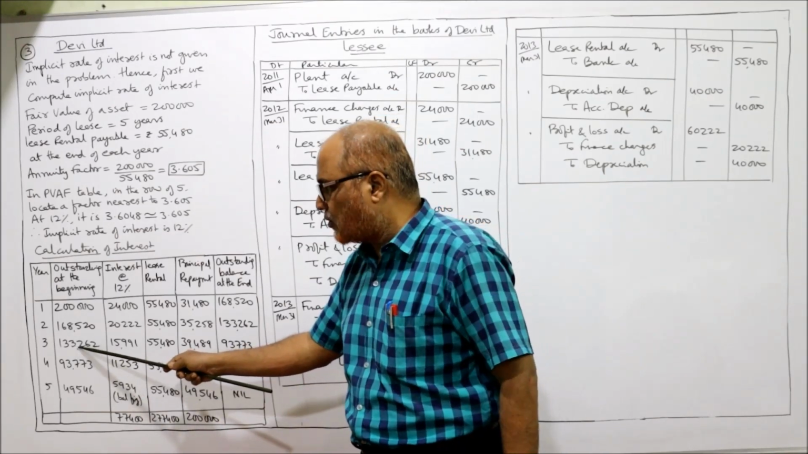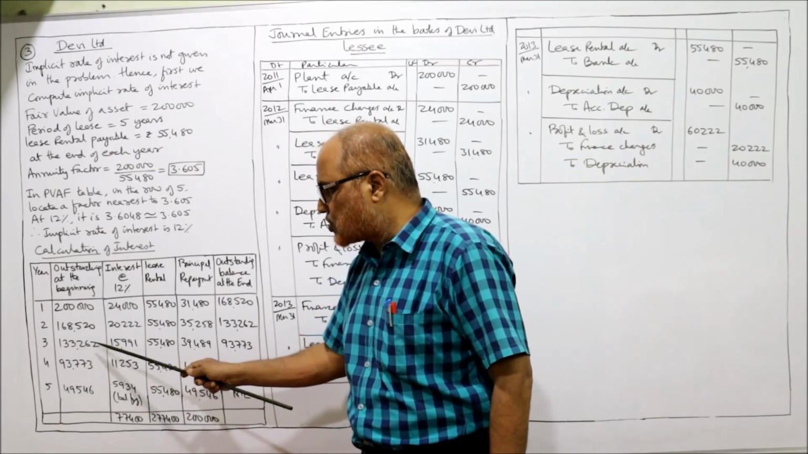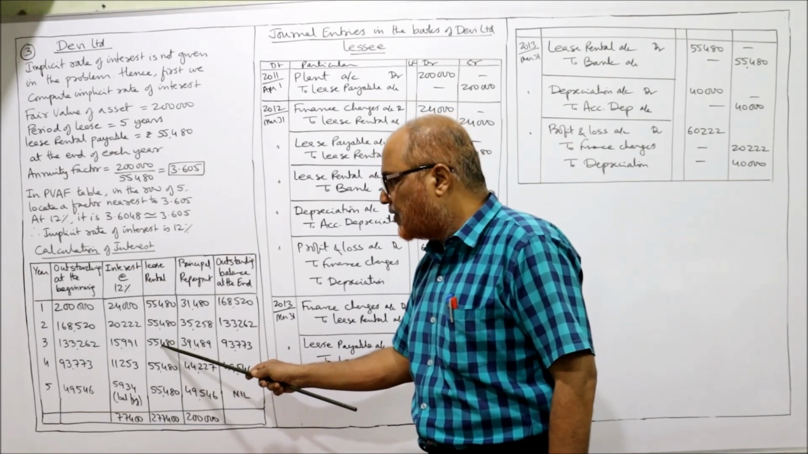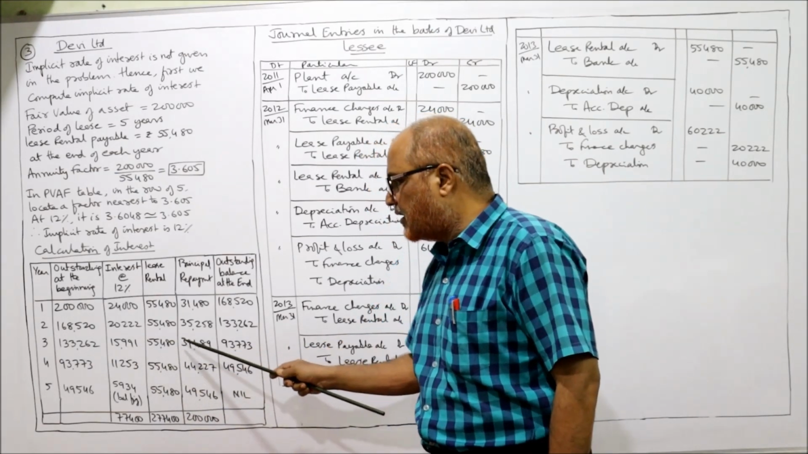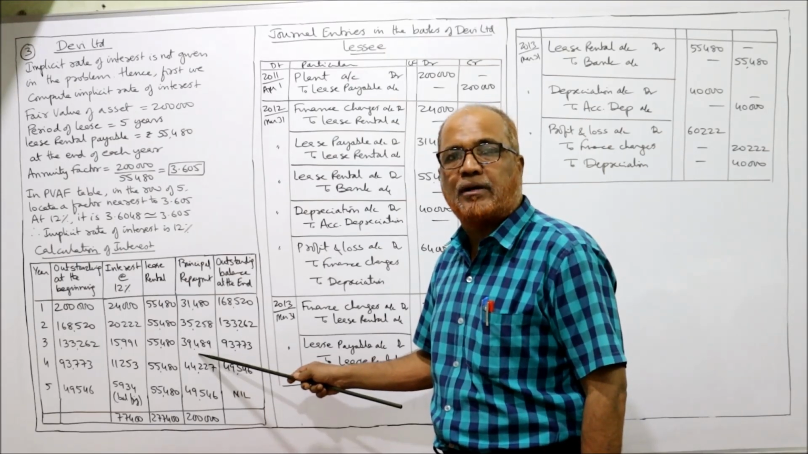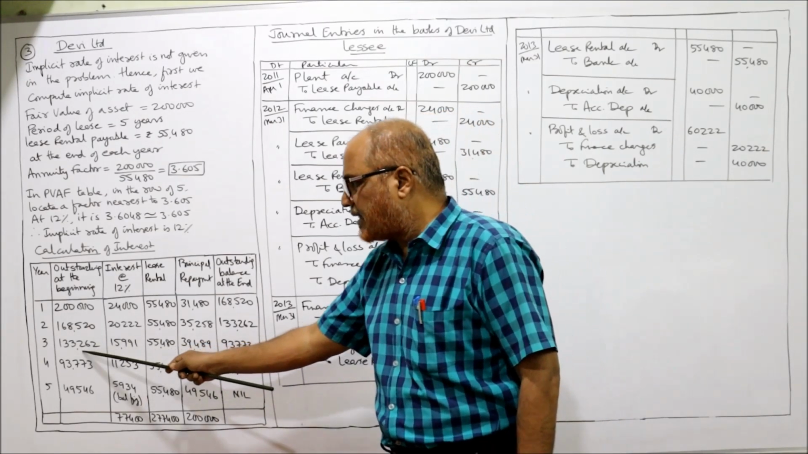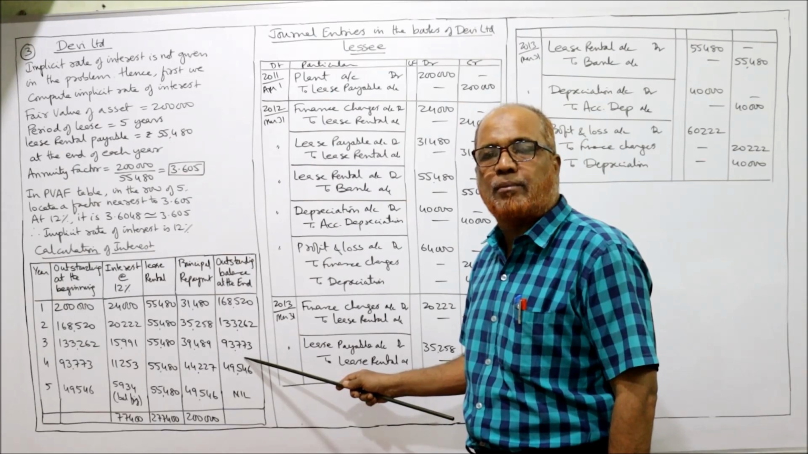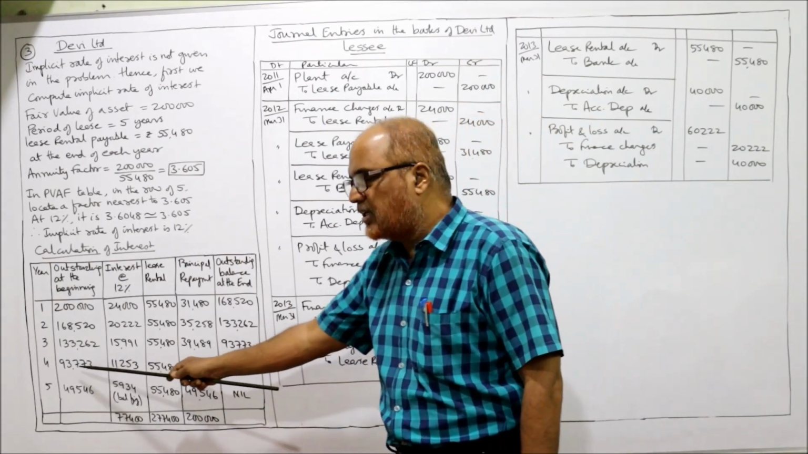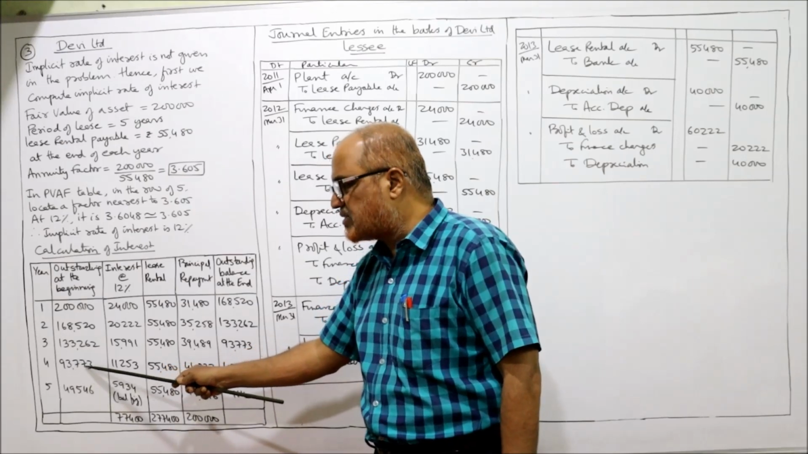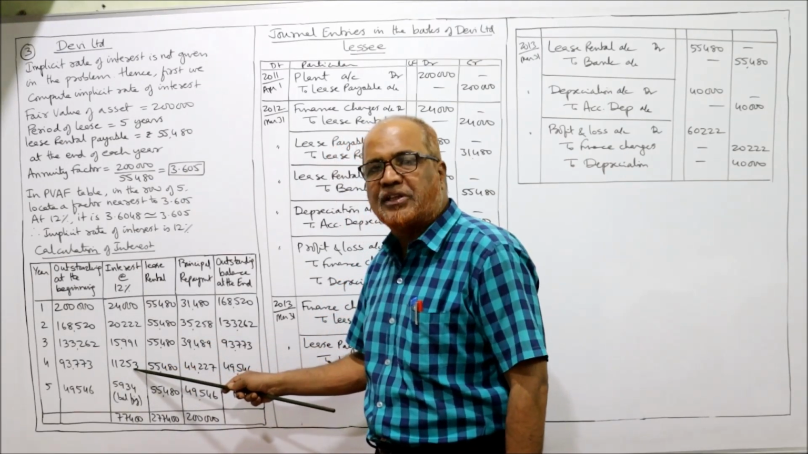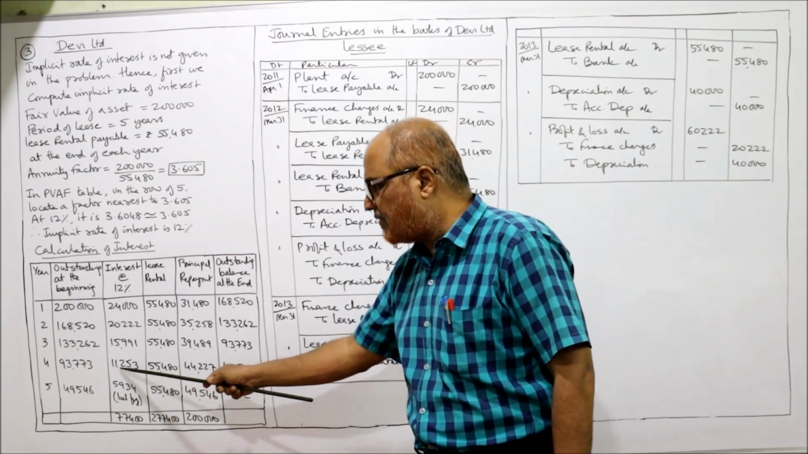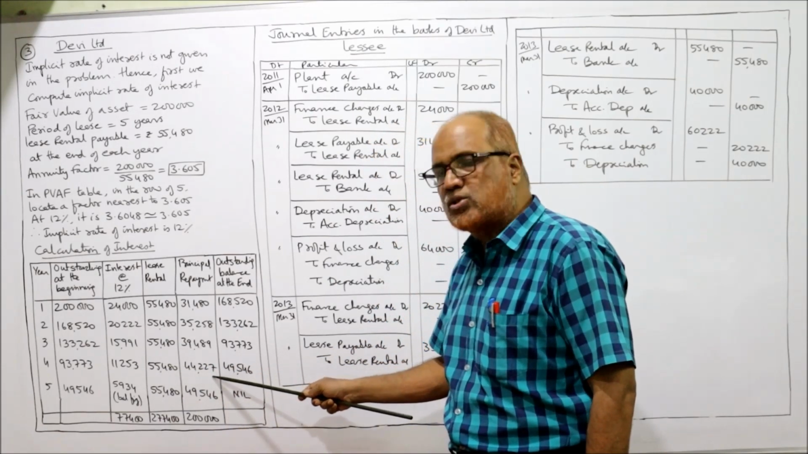Again 12% of this amount. 12% of 1,33,262, 15,991 is the interest. Lease rental 55,480. Subtract 55,480 minus 15,991. 39,489 is the principal repayment. Now find out the closing balance. 1,33,262 minus 39,489. So 93,773 is the closing outstanding balance at the end of third year. This will become the fourth year beginning. So fourth year 93,773 into 12%, 11,253 is the fourth year interest. Now annual lease rental 55,480 minus 11,253, principal repayment is 44,227.